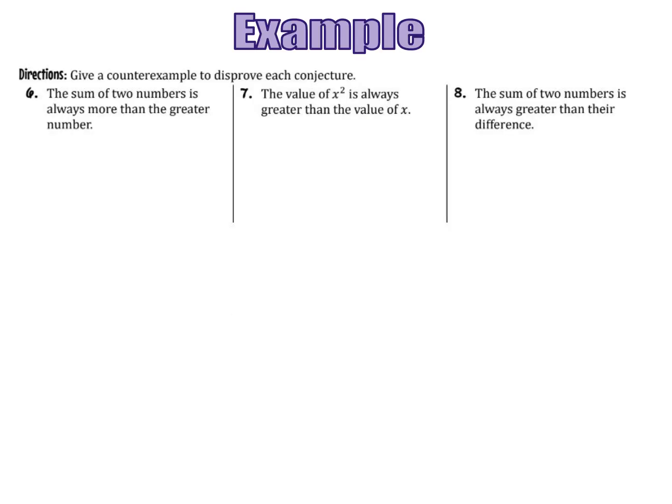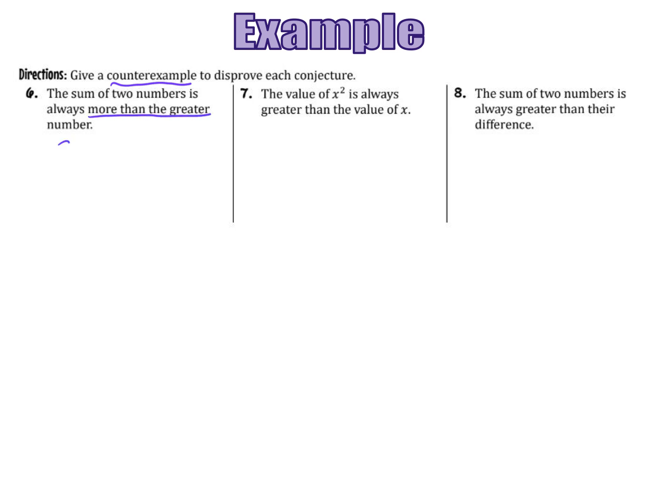Now, sometimes we are looking at conjectures that are not true. And in that case, we can disprove those using another one of the vocabulary words in this lesson, which is a counterexample. So for each of these 3 problems, they give a statement that is not true, and we're going to come up with a counterexample to disprove that statement. So let's look at number 6 together, and then let's see if you can figure out 7 and 8 on your own. Okay, number 6 says the sum of 2 numbers is always more than the greater number.